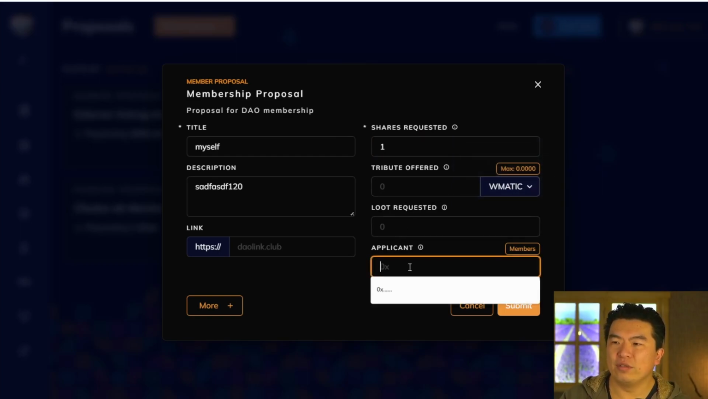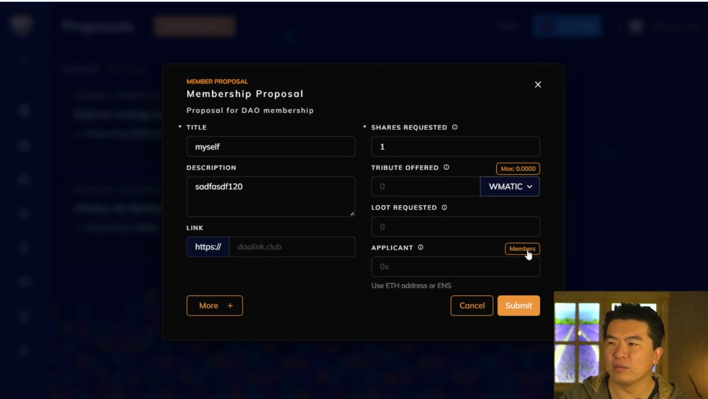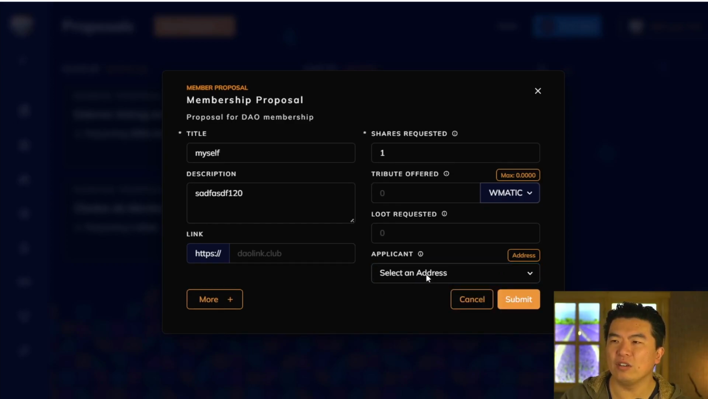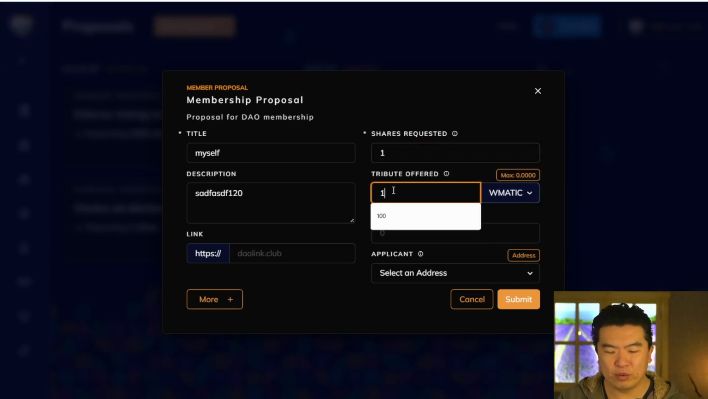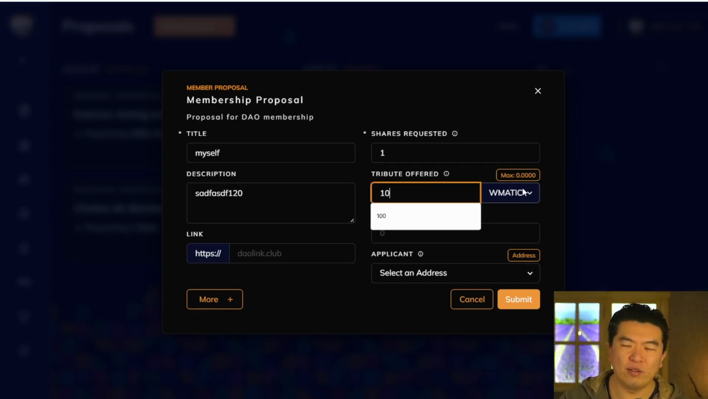And so if a new applicant is someone outside of the DAO, then you have to put the real address in here, like 0x something, from the new guy who wants to join. If it's someone already within the DAO and you want to give them additional shares, then you can just select the addresses here of the people within the DAO, and if this goes through, they will receive the additional share. And if you put in here 10 units of Matic, it's basically they want to buy an additional share for the value of 10 Matic.